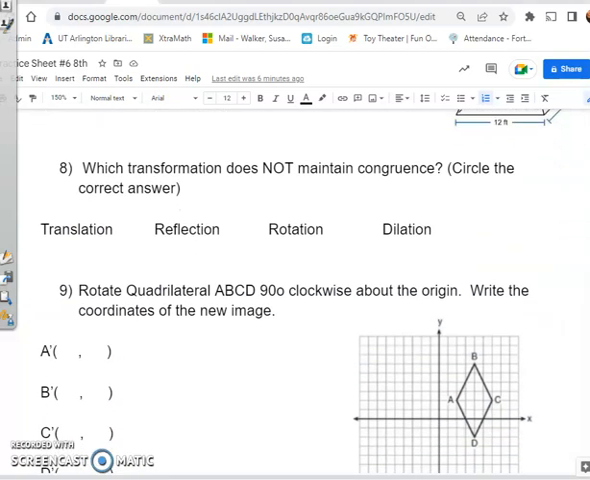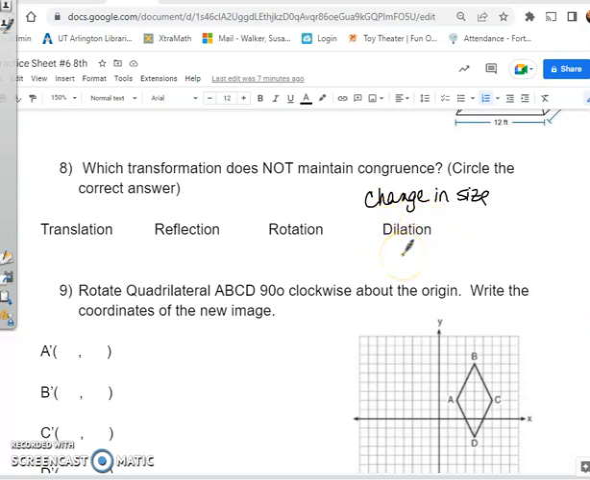Number 8, which transformation does not maintain congruence? Okay, so we talked about congruence, meaning it's going to stay the same size, has rigid motion. So we know translation, reflection, rotation, these all stay the same. The word dilation literally means change in size. So it is not going to maintain congruence because it's going to change sizes. Okay, so we want to circle this one.